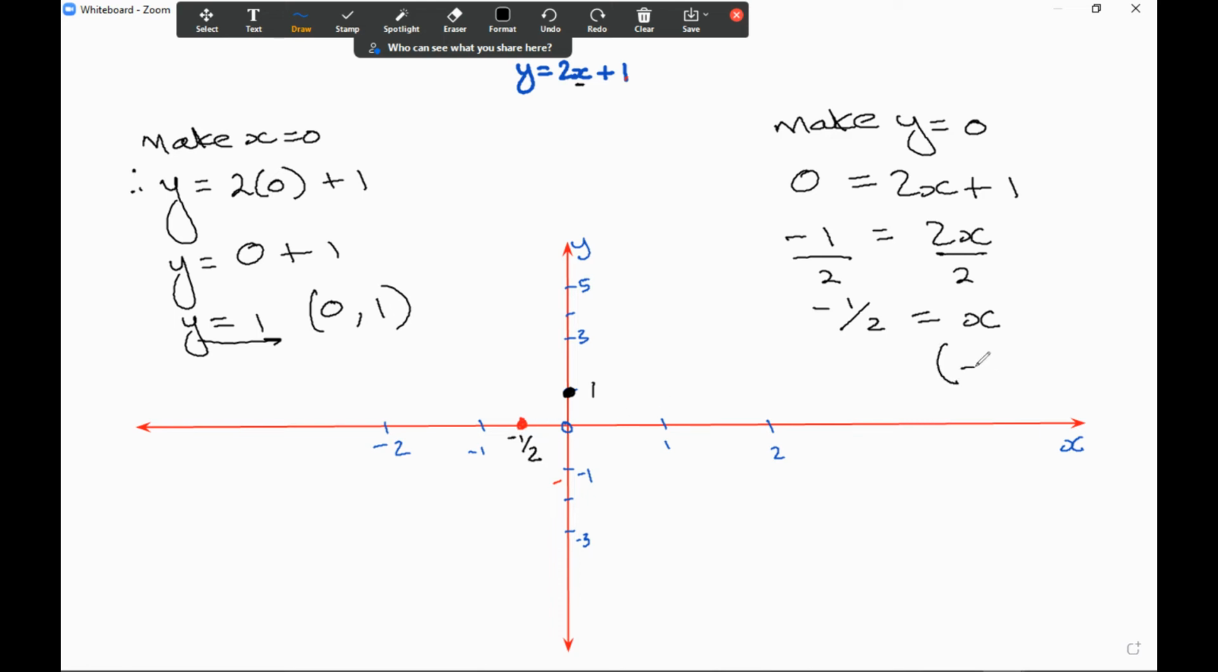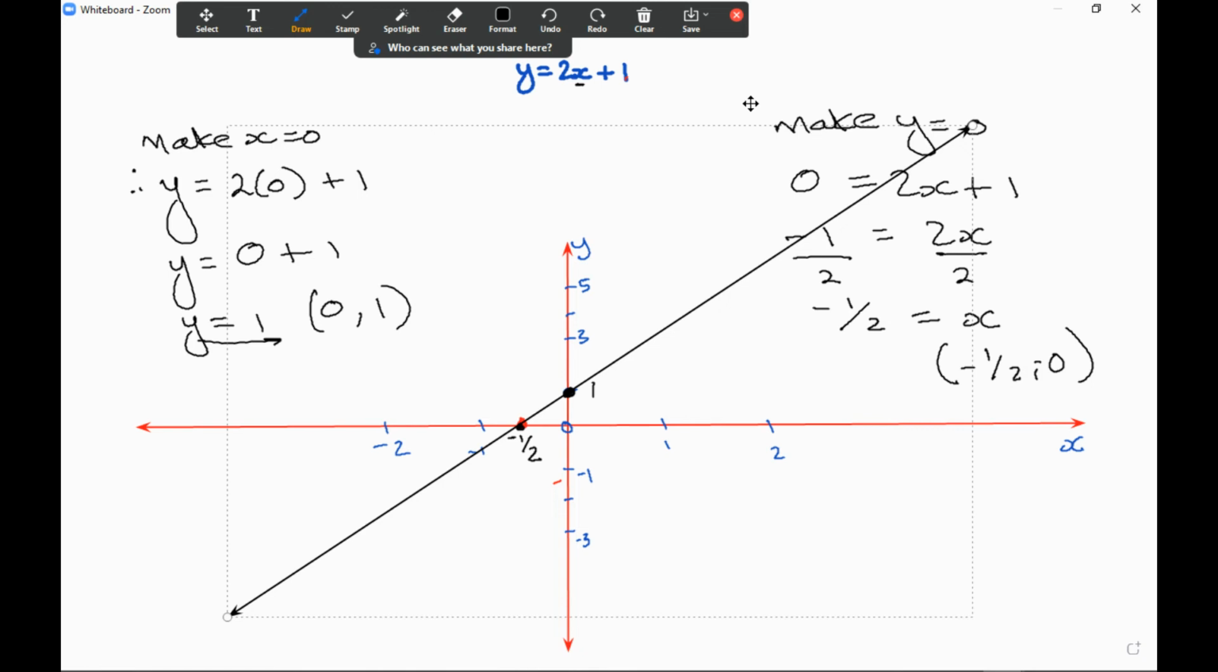How do I write this coordinate? X, y. All right? So that's going to be those 2 points. And believe it or not, that's all I need. And I can do that faster. And there we go. That's my straight line. The exact same straight line as using the table. I've now drawn it using that.